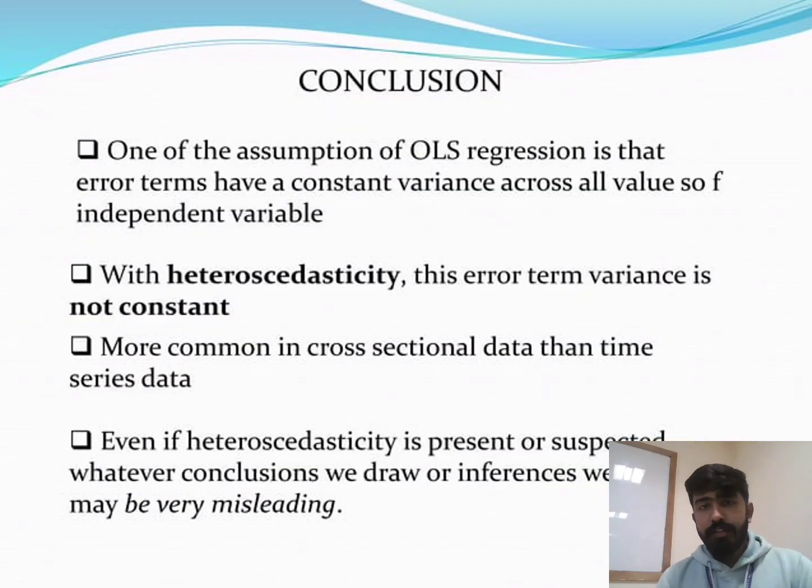Now, we have learned from this video that one of the assumptions of OLS regression is that error terms have a constant variance across all values of the independent variables. With heteroscedasticity, this error term variance is not constant, and this is more common in cross-sectional data than in time series data. Even if heteroscedasticity is present or suspected, whatever conclusions we draw or inferences we make may be very misleading.